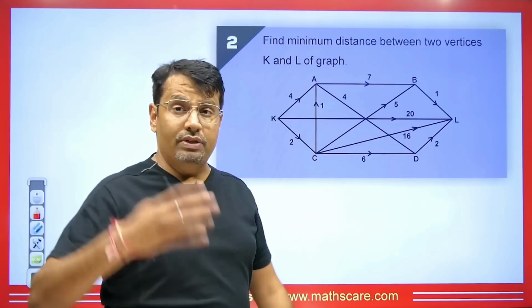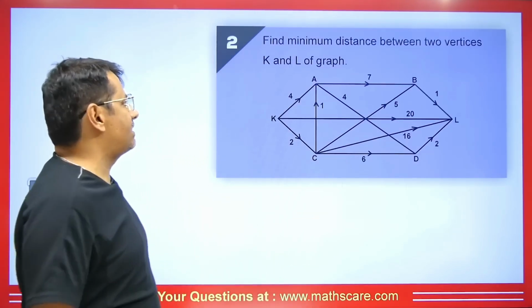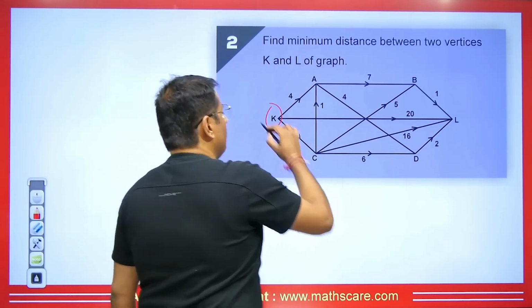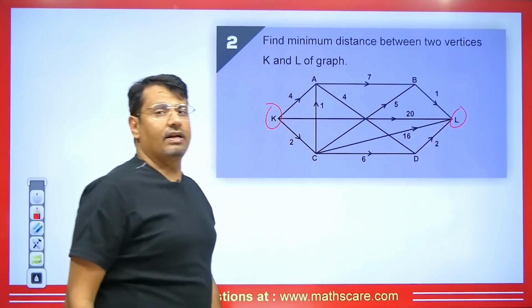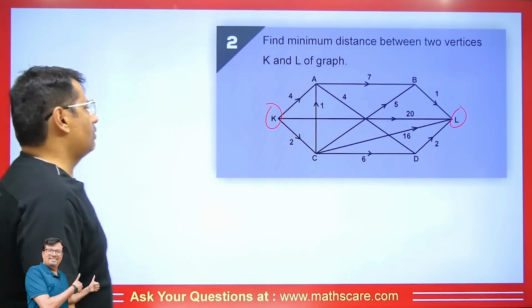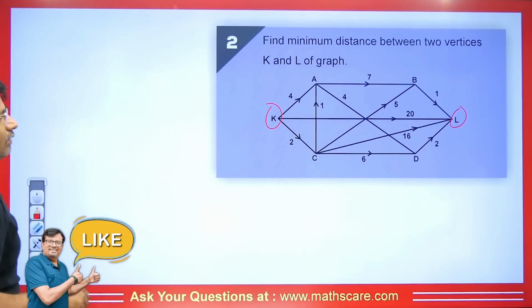Okay. Now let's talk about the next question. Find the minimum distance between the two vertices K and L of the graph. Here we have K, we have L here, and what we need to find is the shortest distance between these two and also the path. Clear? Now students, we will take the edges that are given here.